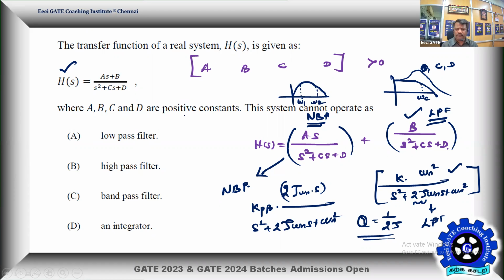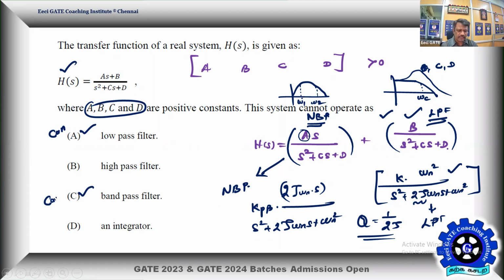So can you configure it? Which one is possible, which one is not possible, by tuning the values of A, B, C and D? Can you configure this as a low pass filter? If A is closer to 0, you can straight away say that it can be configured as a low pass. Yes, it is configured as a low pass if A is closer to 0. If B is closer to 0, you switch off the low pass, and it can function as a band pass. So we can configure this as a low pass.